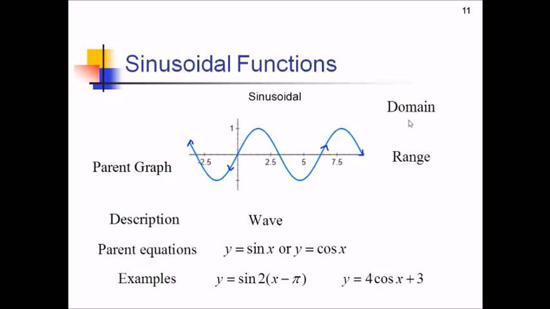For the domain, these functions go forever in both directions. You can plug anything you want into them. The range, however, for sine and cosine, just the regular functions, without any bells and whistles, is going to be limited between -1 and +1. It just keeps oscillating between those.